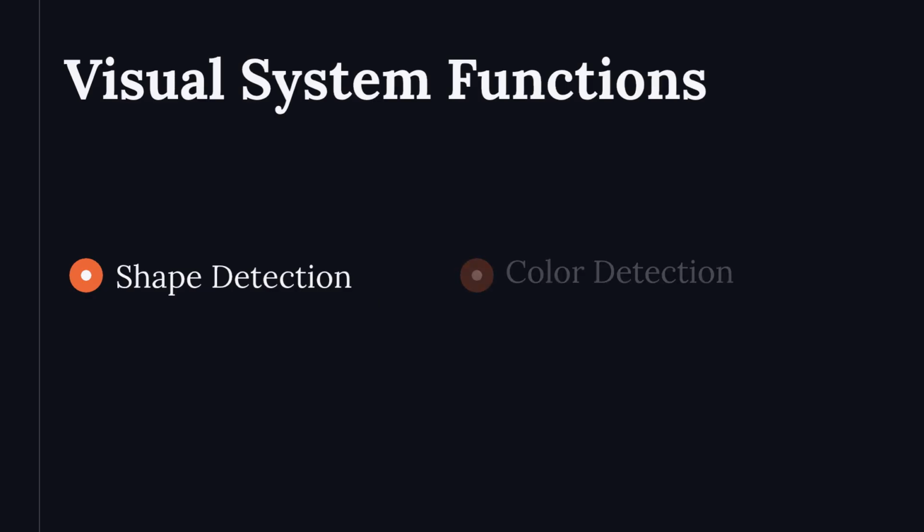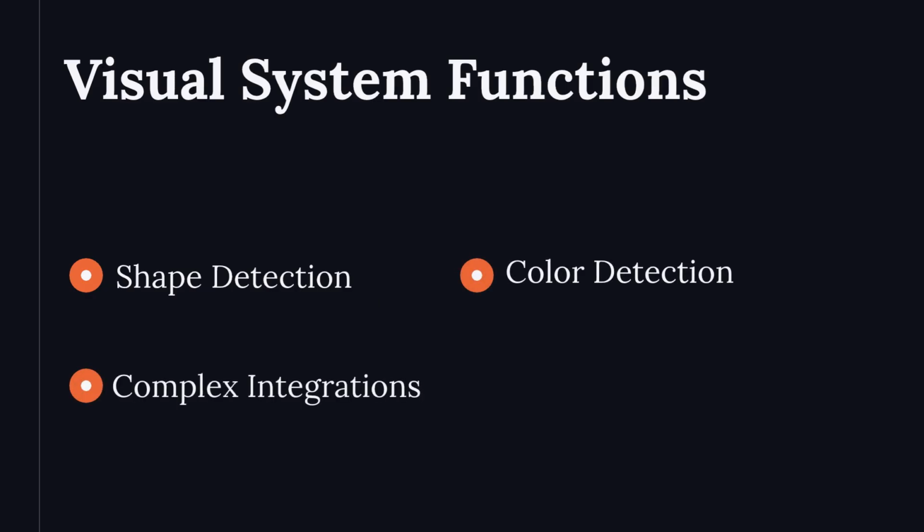The visual system enables recognition and navigation. It detects basic features like shapes and colors. These are integrated into complex representations. This aids in object recognition and environmental navigation. The visual system interprets the external world.